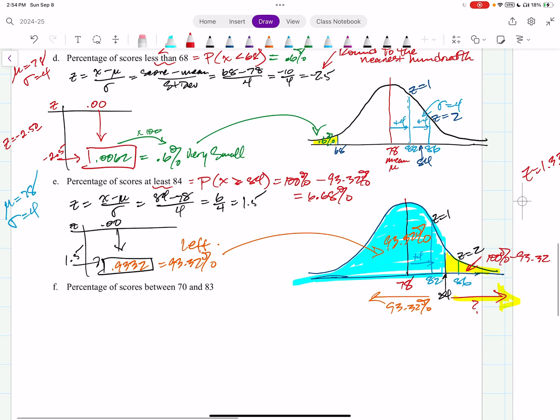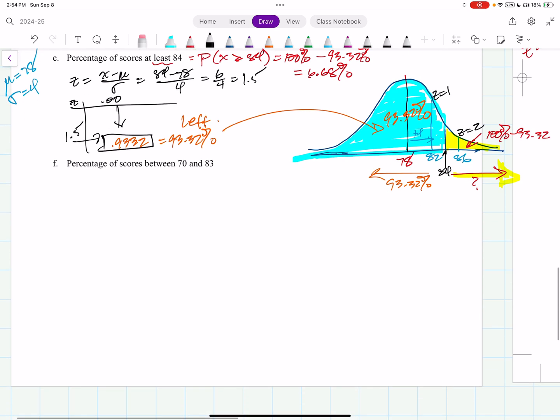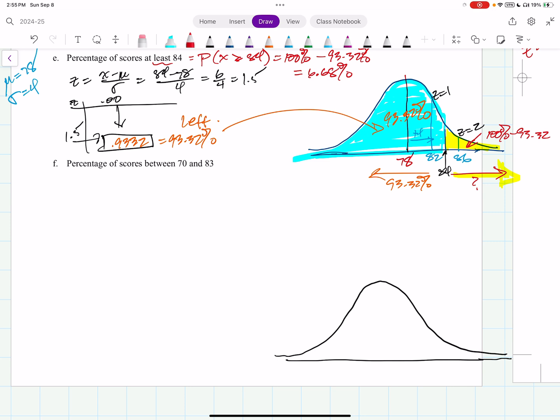Now the third one. Let's find the percentage of scores between 70 and 83. So let's draw a picture first. I'm going to draw a symmetrical bell curve and put the mean in the middle. Remember, the mean in this problem is 78 and the standard deviation is 4. So split the graph in half, put the mean in the middle, 78. That's mu. Standard deviation of 4.